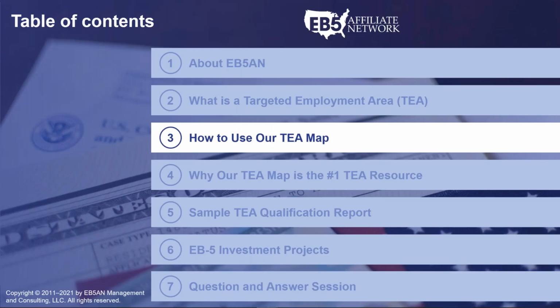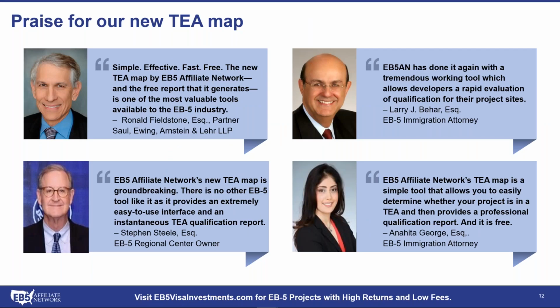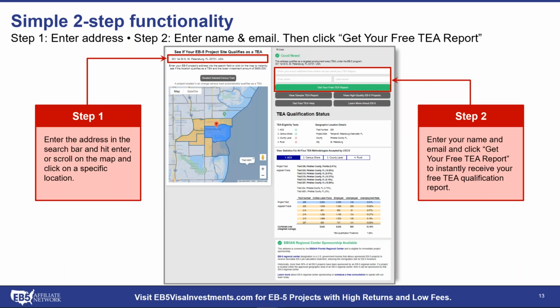So now we'll shift gears a little bit and talk about how to use our TEA map. Quickly, just a few quotes about our map and its helpfulness for those looking to quickly and freely determine TEA eligibility using our map. It's completely free. So it has really easy functionality.